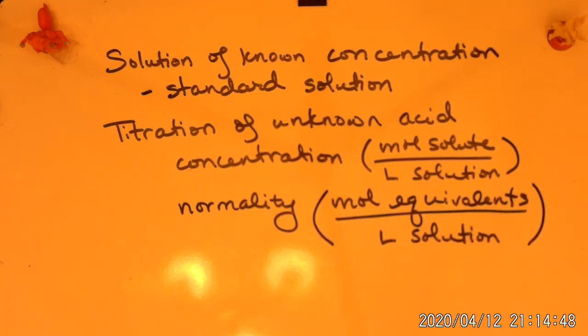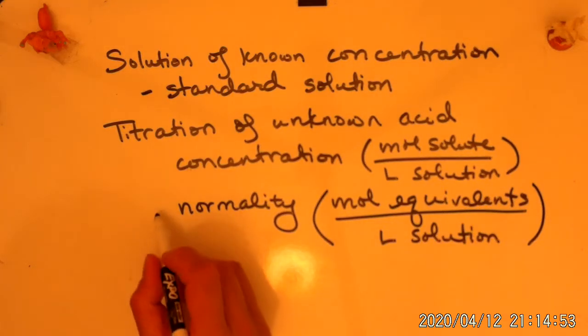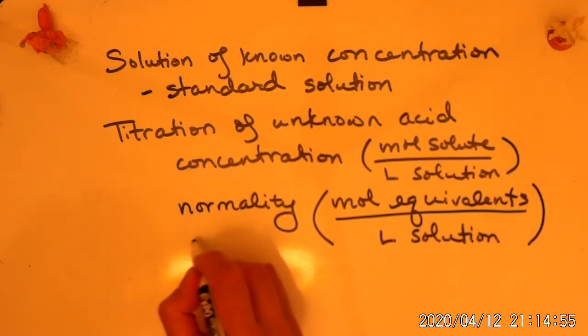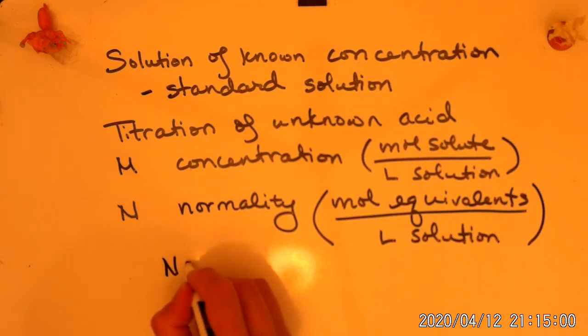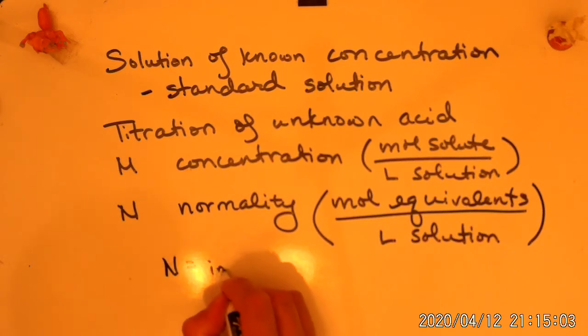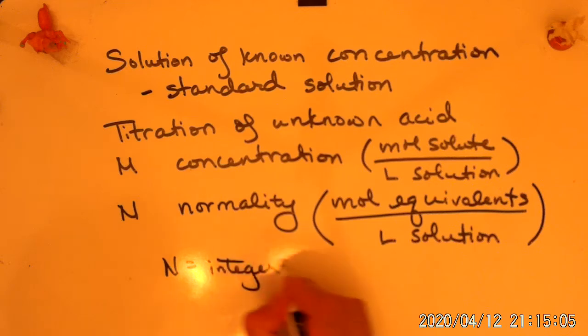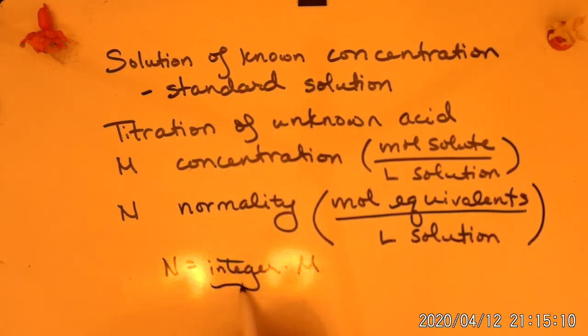Okay, so what's the difference? So here's the thing. Normality will always be equal to some integer times concentration. Okay, most often it's going to be equal to 1. All right, so we'll be talking about getting your concentrations. It sounds interchangeable, but the difference is this.